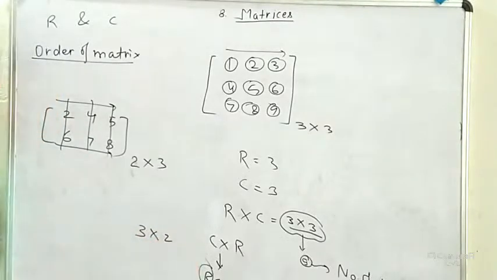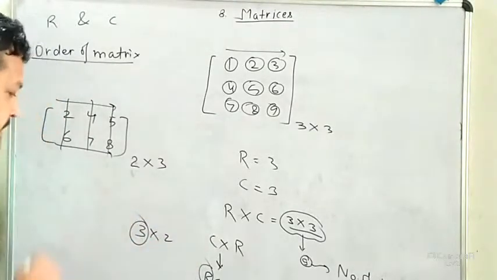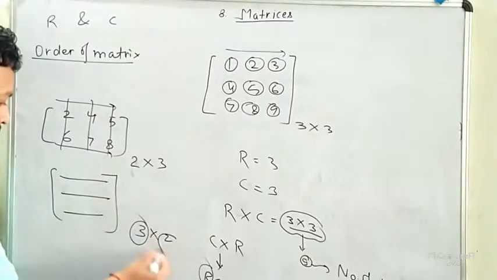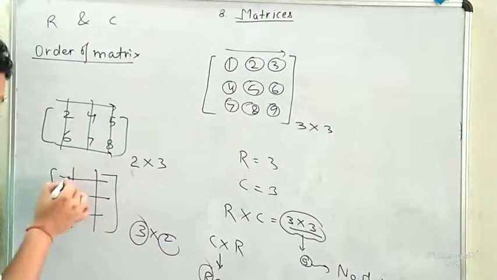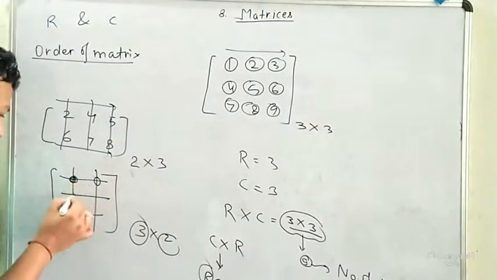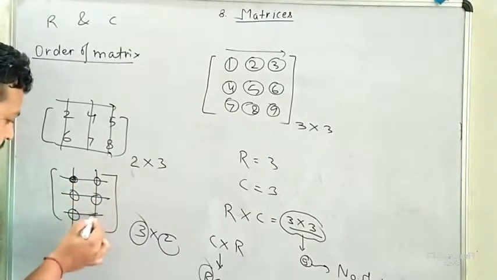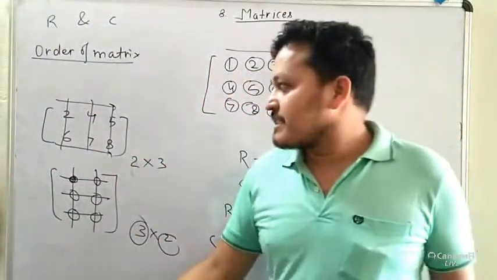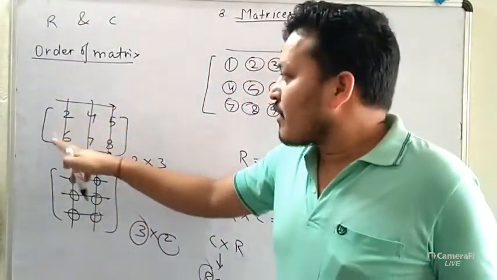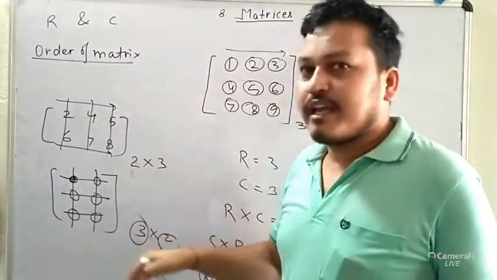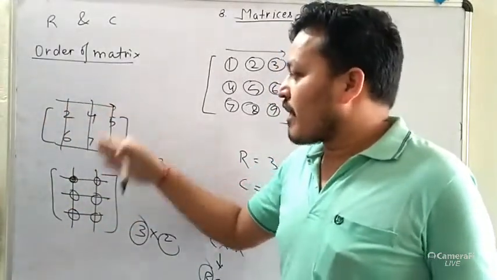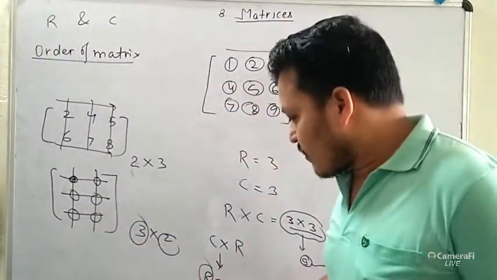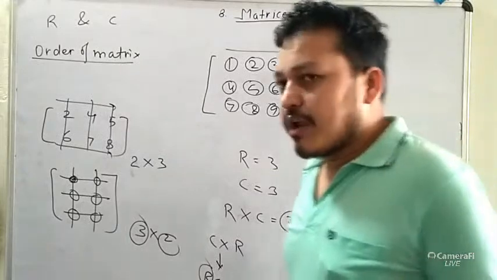If you change the order of this matrix, suppose it is 3 into 2, it means the number of rows is 3: first row, second row, third row, and the number of columns is 2: 1 and 2. The shape and size of the matrix in this case is changed. Here, how many rows are there? Row is 2, but here row is 3. Column here is 1, 2, 3, but in the second case column is 2. So remember this: first row will come, then column.